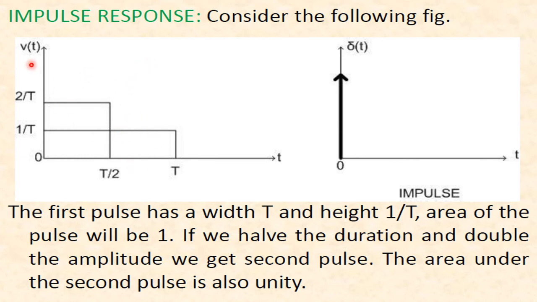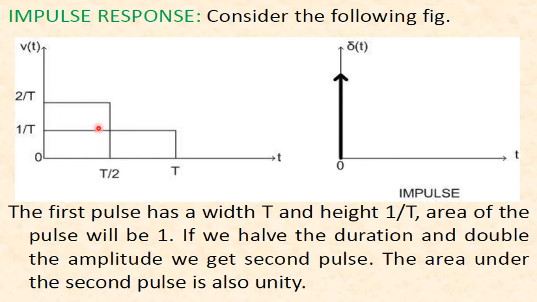The next important response is impulse response. Consider figure 1, that is v of t with respect to t. The first pulse has a width t. As you can see, this is the first pulse which has a width t and a height of 1 by t. The area of the pulse will be 1. If we half the duration and double the amplitude, we get the second pulse. If I move this point to this t by 2 point, the t value is reduced to t by 2 and the amplitude is raised to 2 divided by t, but the area remains the same, that is unity.